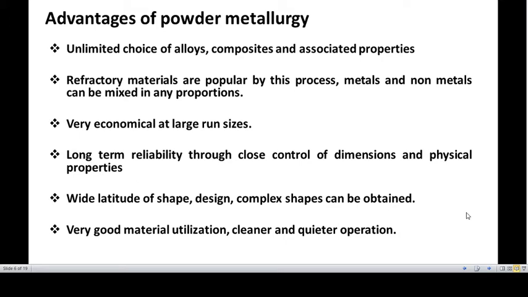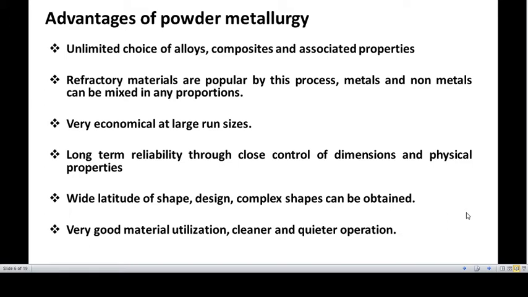First, let us look at the advantages of powder metallurgy. The first advantage is that by this method, you can prepare various types of alloys and composites, and we can study the properties associated with these alloys and composites prepared by powder metallurgy. Another advantage is that refractory materials can be prepared by this process by mixing metals and non-metals, and their properties can be understood.